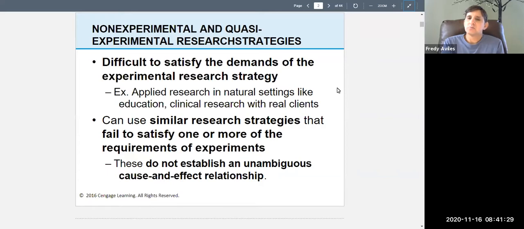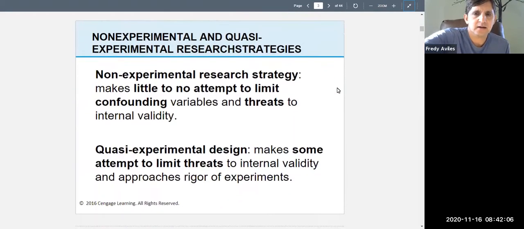You can't always manipulate the independent variable, but you can use some of these strategies that we learned about when we talked about experiments. By the way, these studies that I'm talking about will not establish an unambiguous cause and effect relationship. What that means is, was there really cause and effect in this type of study? It's hard to say. It's not clear. That's what unambiguous means: it's not really clear whether A really led to B, because you didn't do all the things you needed to do for a proper experiment. Let's talk a little bit more about that so you understand what I'm talking about.